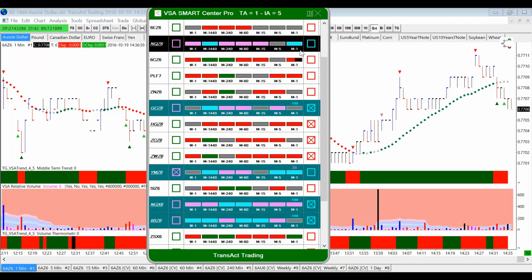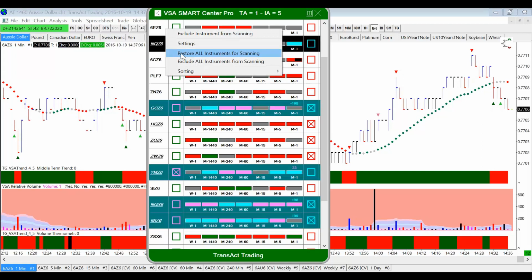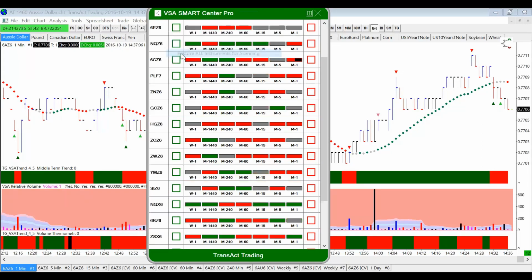Okay, if you want to reset all the scans, you can right-click in here, restore all instruments for scanning, and that now resets the whole lot. Okay? And why did you do it, though? Well, you do that because... Trend alignment to the downside has arrived.